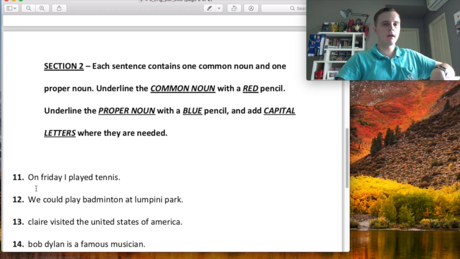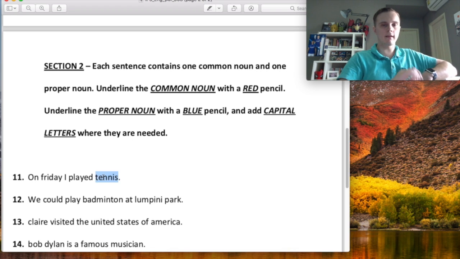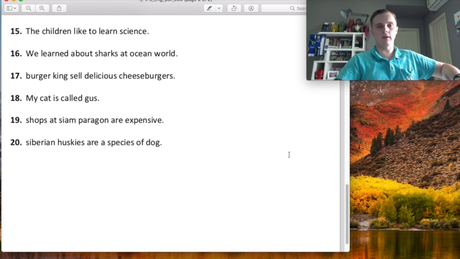So number 11, on Friday I played tennis. We'll find the common noun first. Can you see the common noun? The common noun is tennis. Tennis is the name of the sport, but it's a common noun, so we underline it with a red pencil. And do you see the proper noun? The proper noun is Friday. That is the name of the day of the week. So underline with blue, but also write a capital F at the top. Do the same for questions 11 to 20.